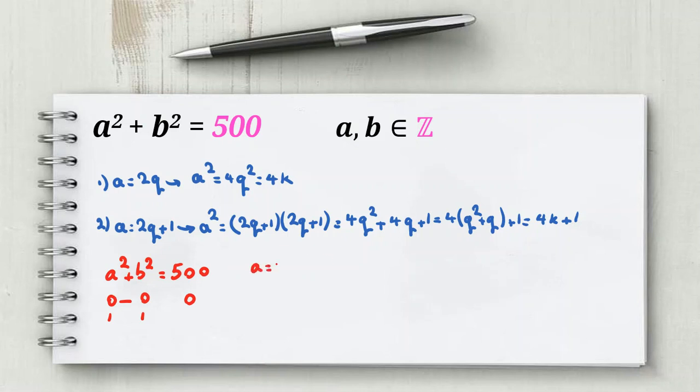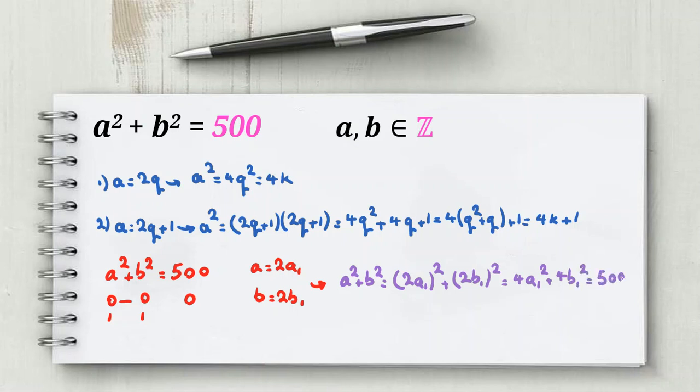So a is 2a1 and b is 2b1. Then a squared plus b squared equals (2a1) squared plus (2b1) squared, equal to 4a1 squared plus 4b1 squared, equal to 500. Now, if we divide both sides by 4, then a1 squared plus b1 squared equals 125.